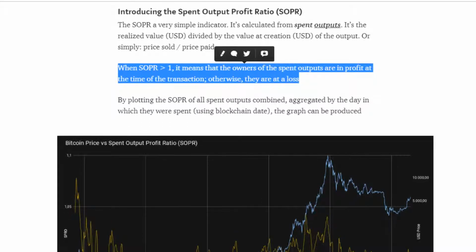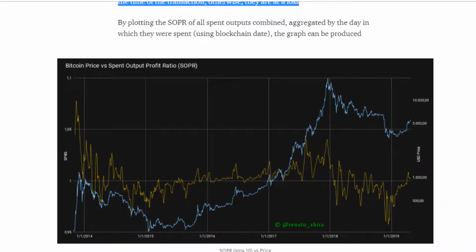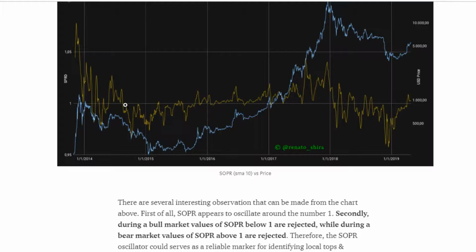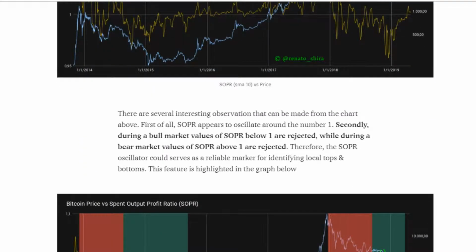By plotting the SOPR of all spent outputs combined, aggregated by the day, the graph is produced. Really interesting. One being the median, you can see it has a chart. I'll show you later. There are several interesting observations that can be made from the chart above.